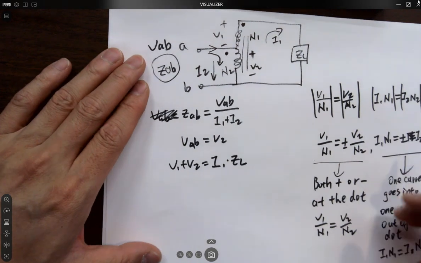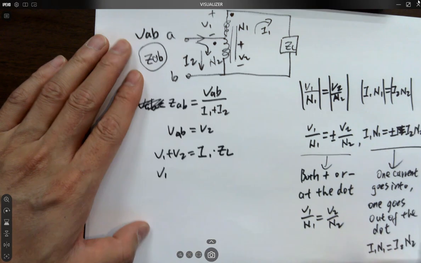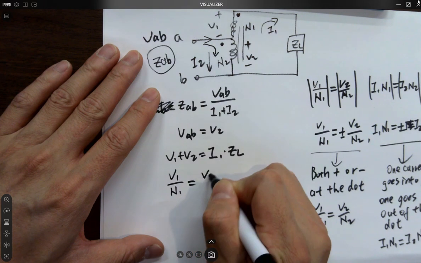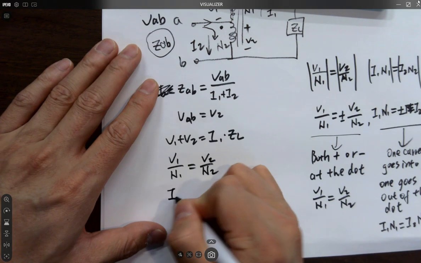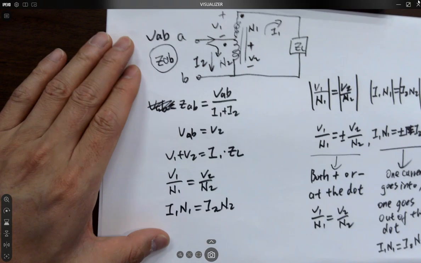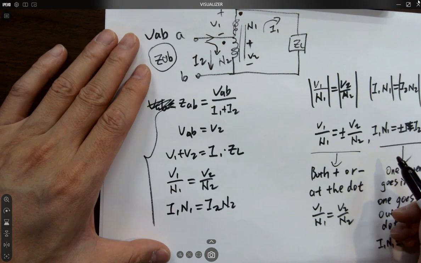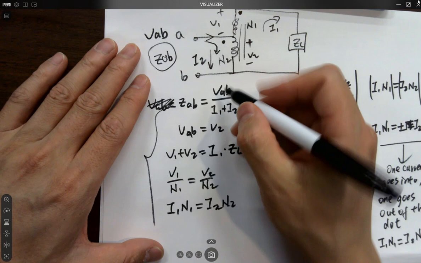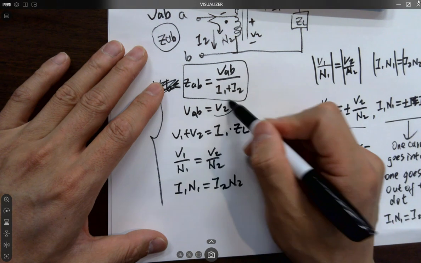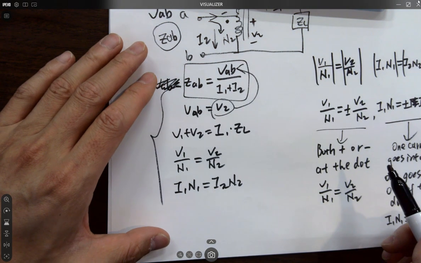What else do we need to know? It's a transformer, right? Even though it looks weird, we know they are both positive over here. So V1 over N1 equals V2 over N2, and we also know that I1 N1 equals I2 N2. That's given. These are all the equations we need to find ZAB. Just use this equation and substitute VAB.